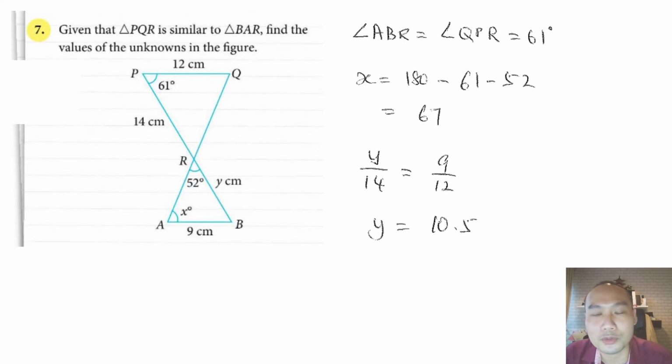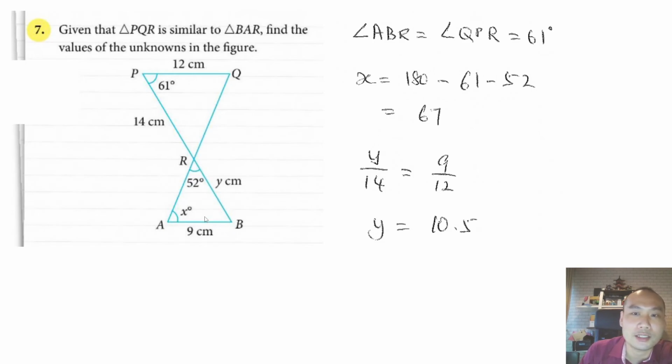Okay, here we are back to some geometrical shapes that we are comfortable with, triangles. So here we are told that triangle PQR is similar to triangle BAR. Find the value of the unknown. So the first one, x degrees, is in this triangle over here, but in order to find this x, we need to find this angle first. Angle ABR, because that will help us.